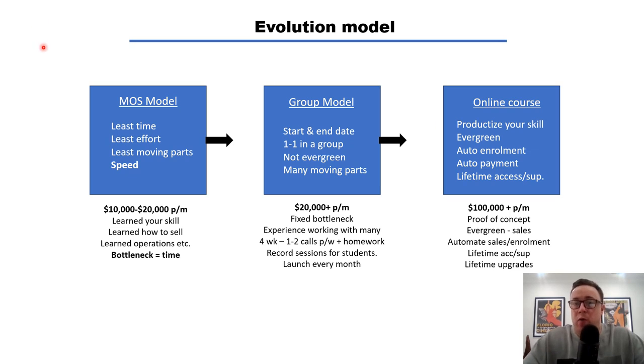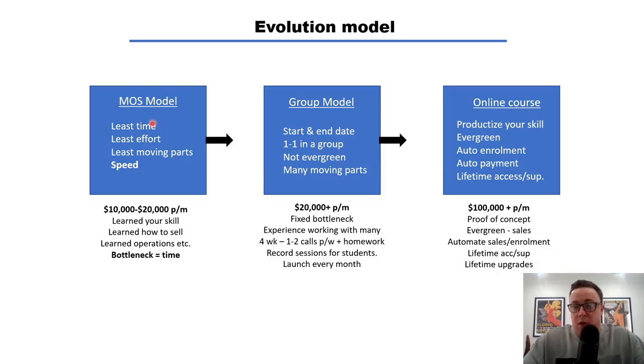The fifth model is what I call the evolution model. And this is what I think is the ultimate model and the evolution that all therapists and coaches should take in their business. Okay. So again, this is what we teach our students to do as well. And this is why it works so well, because we've got evidence and proof that it works so well. We can see the numbers, we can see what's going on. So let's look at this.